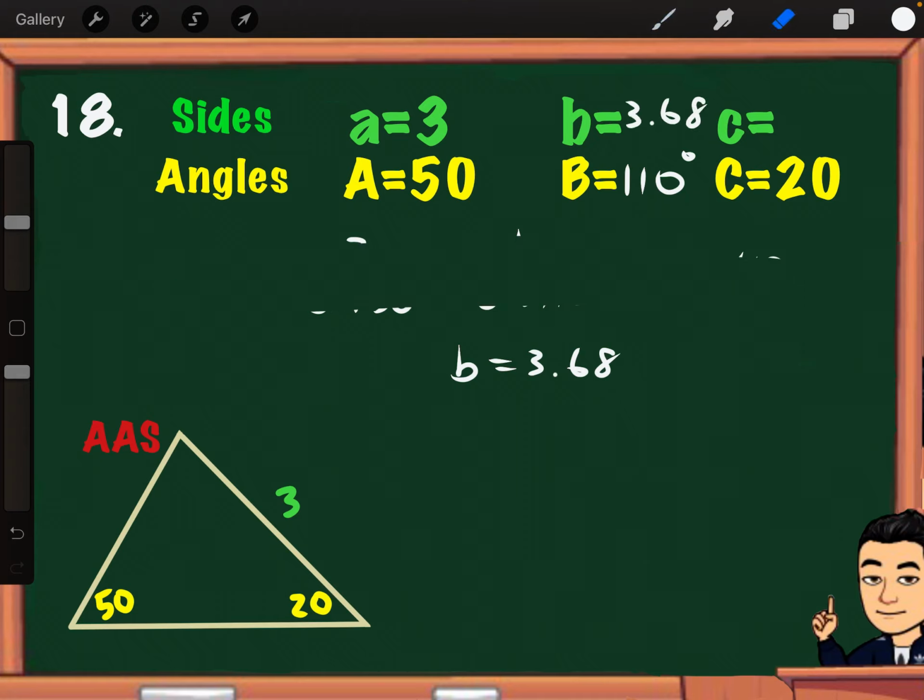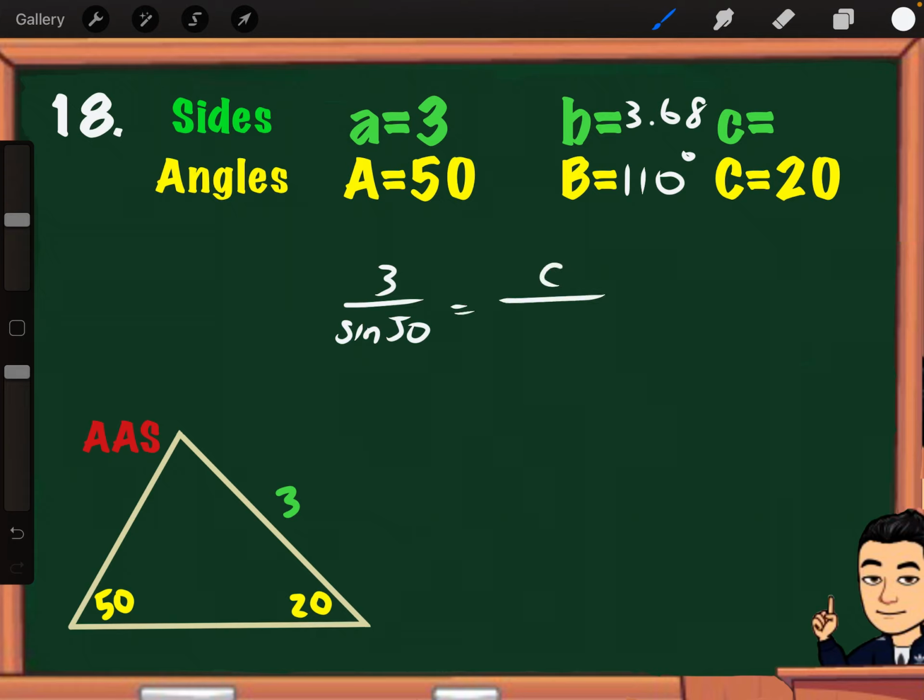Now let's erase the work. Let's find out the side C. You use 3 over sine 50 set equal to side C over sine 20 degrees. You should be able to find out that side C is going to equal 1.34. So put 1.34 over here, and that's it for number 18.